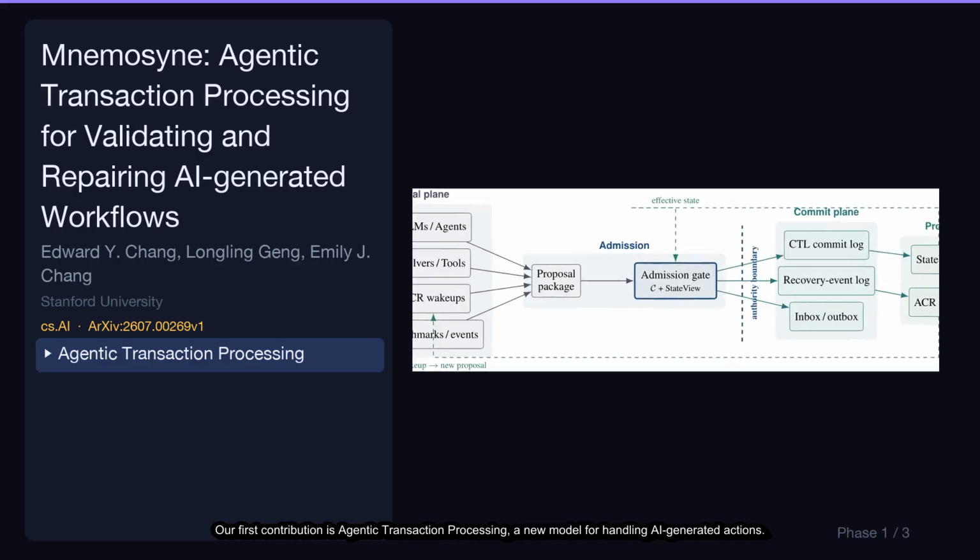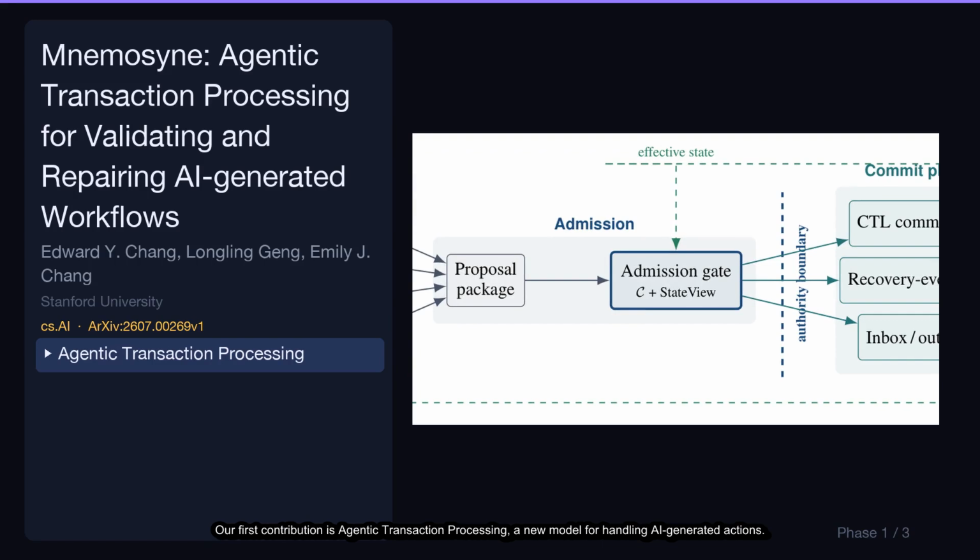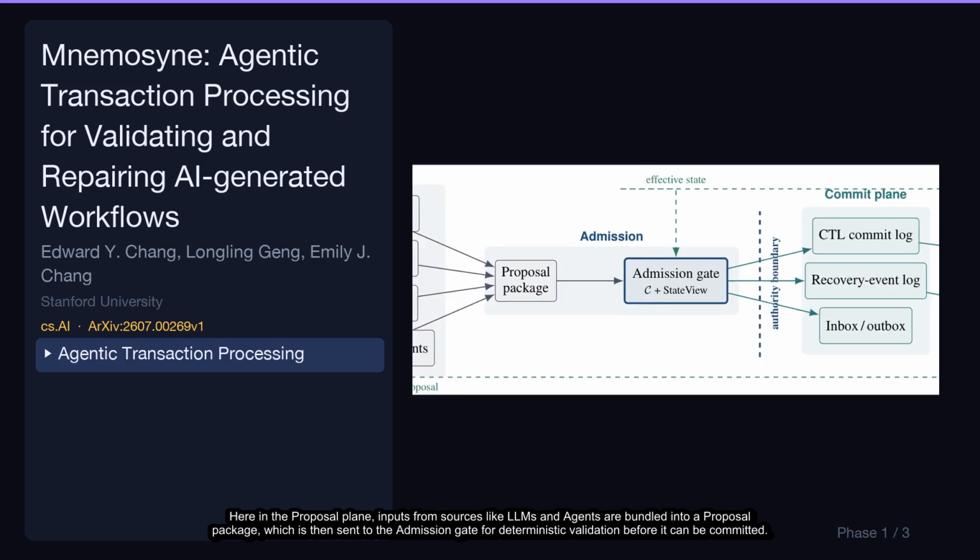Our first contribution is Agentic Transaction Processing, a new model for handling AI-generated actions. Here in the proposal plane, inputs from sources like LLMs and agents are bundled into a proposal package, which is then sent to the admission gate for deterministic validation before it can be committed.